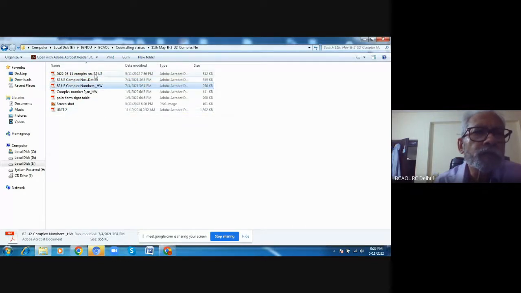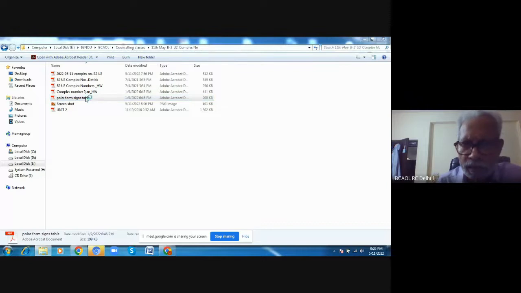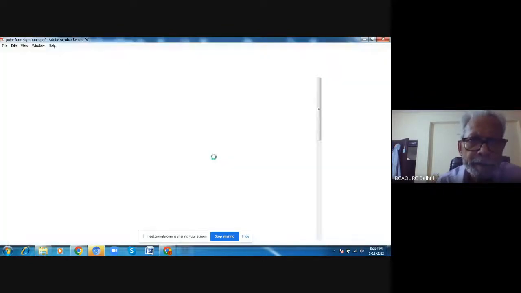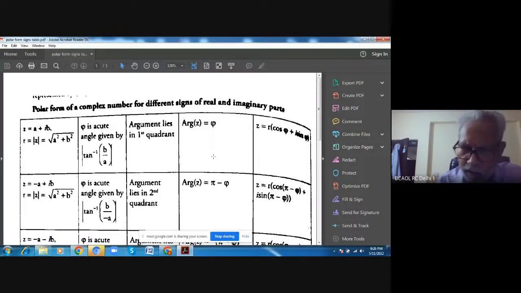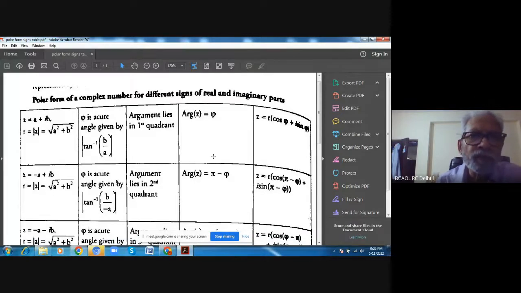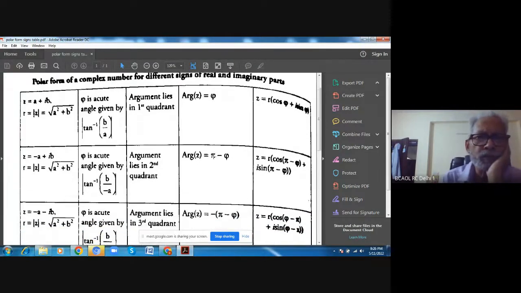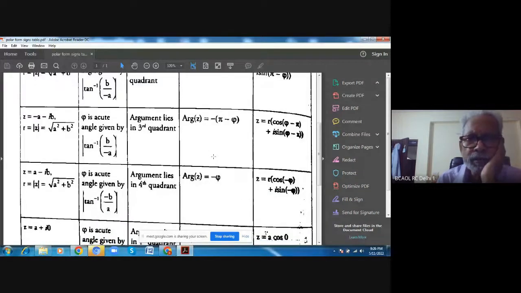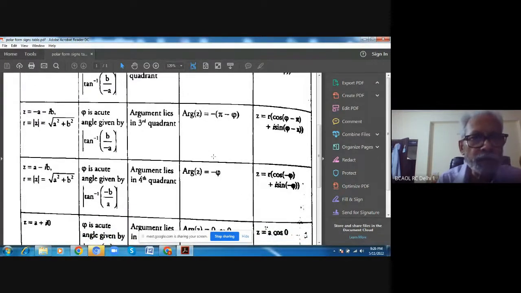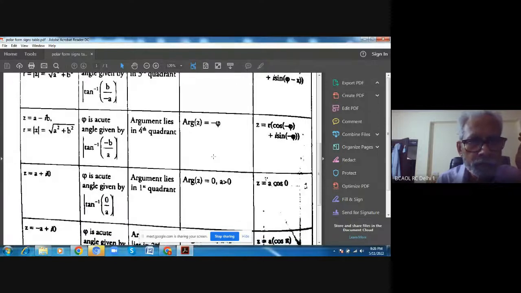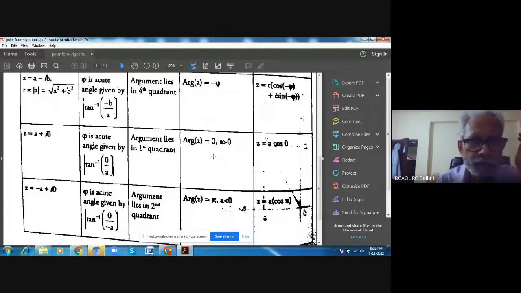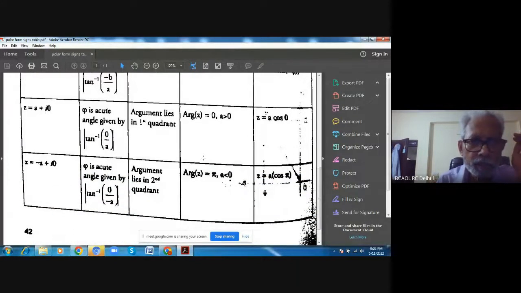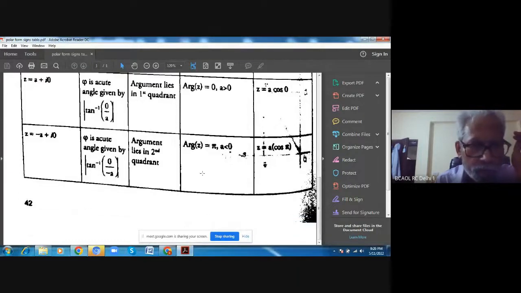So I think I have shown all these parts. Another, let's see which one. This is also polar, I think. Oh, it is some important formula. So you can keep it, and while preparing, it will be very easy. So that chart also I have to give to you.